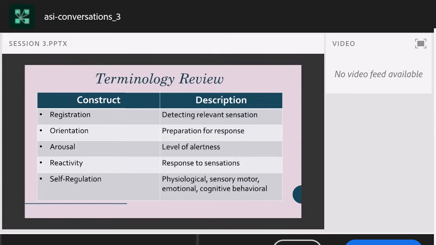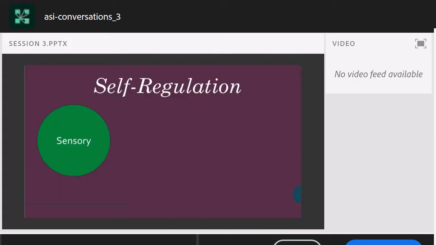And then we'll also be looking at self-regulation. On this slide, I've listed five different types: physiological self-regulation, sensory motor, emotional, cognitive, and then behavioral. We're going to look at self-regulation a little bit more right now.